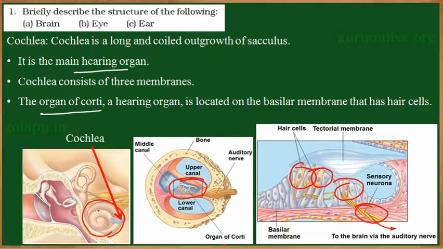The cochlea, which is the main organ for hearing, includes the organ of Corti. The organ of Corti is located on the basilar membrane. It has sensory cells called hair cells. So these cells are responsible for receiving the sound impulses and converting them into signals for the auditory or sensory neuron. The impulse will be taken to the brain and the brain analyzes it. So here in this question we studied the structure of the brain, eye and ear.